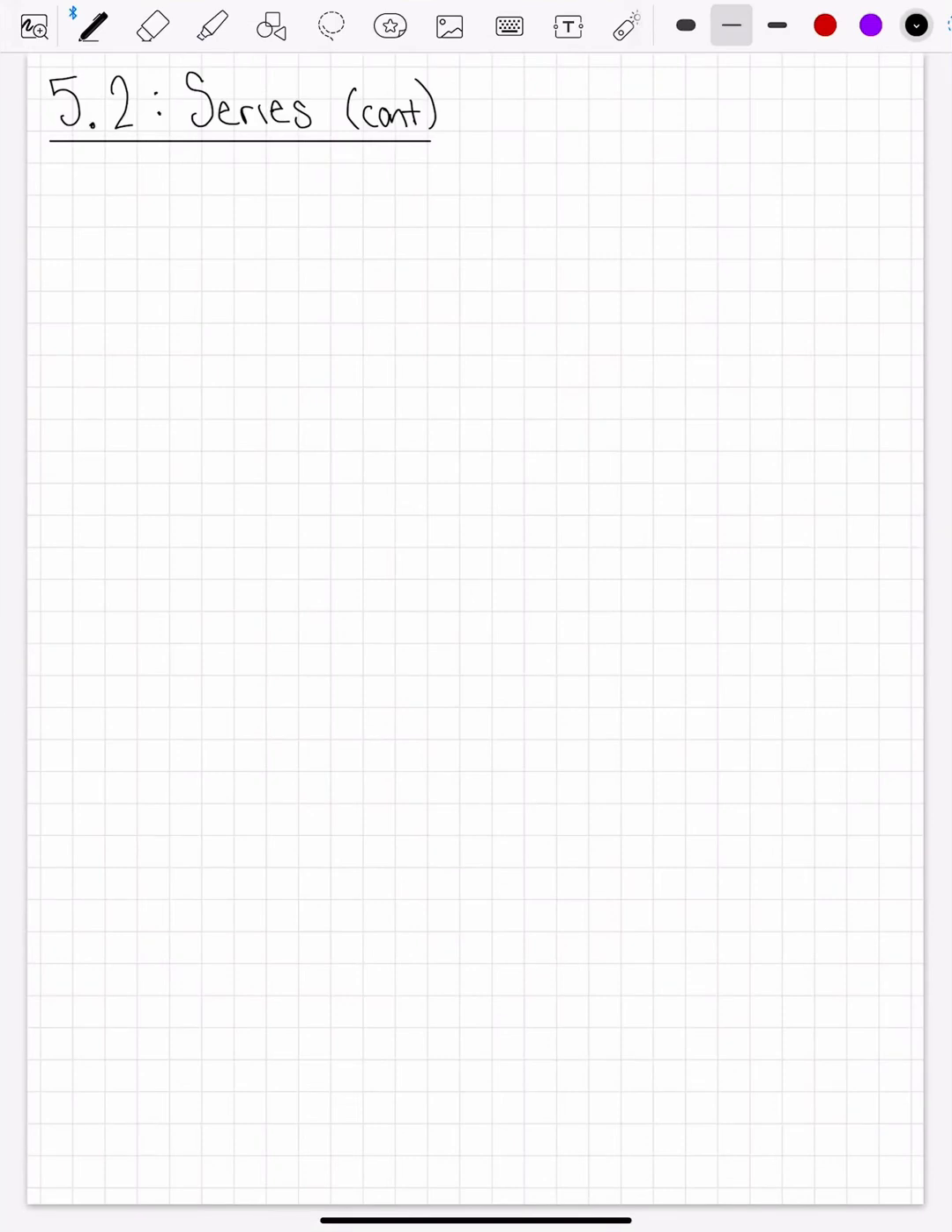Okay, so in this video, I'm going to continue talking on section 5.2, series, and I want to do a couple more examples on using the sequence of partial sums to find the sum of a series. So remember, what we do is we take the infinity and we change it to k, and we let that vary.